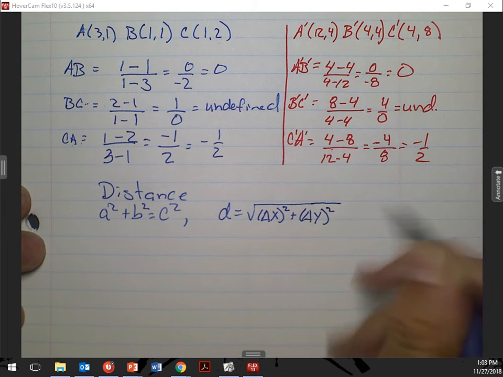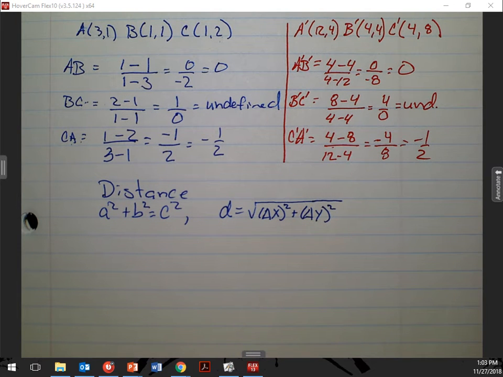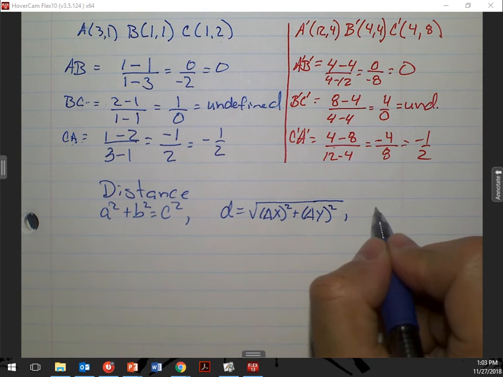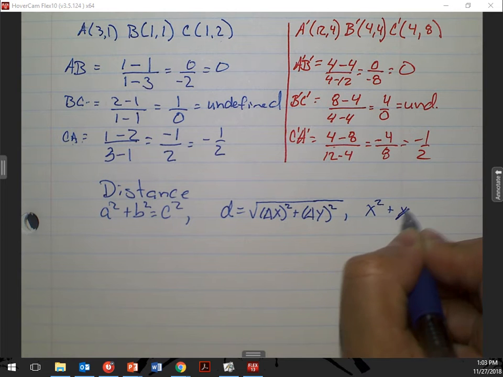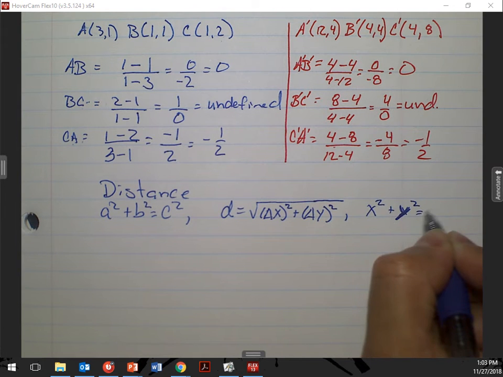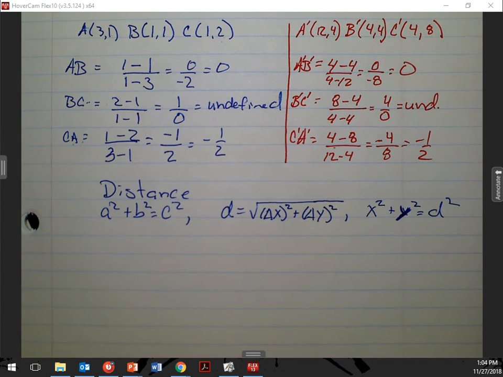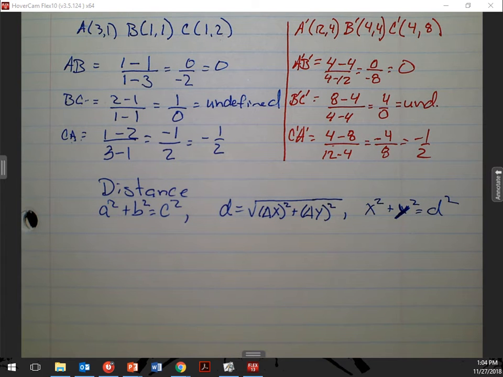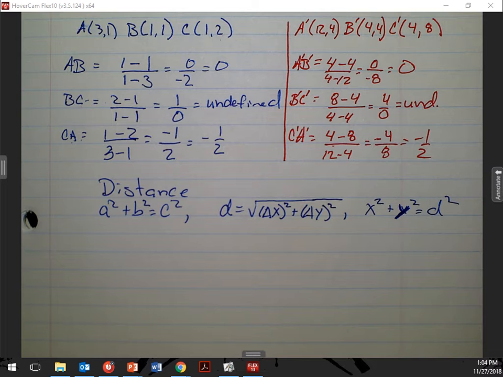Now, delta, it's a little triangle. It means the change. It means how far they're apart. There's another way of writing it: x squared plus y squared equals whatever your distance squared is. So different things ask for different forms. It'll make sense in a little bit. When we actually do this, I'm going to show you guys how to do this with the deltas.